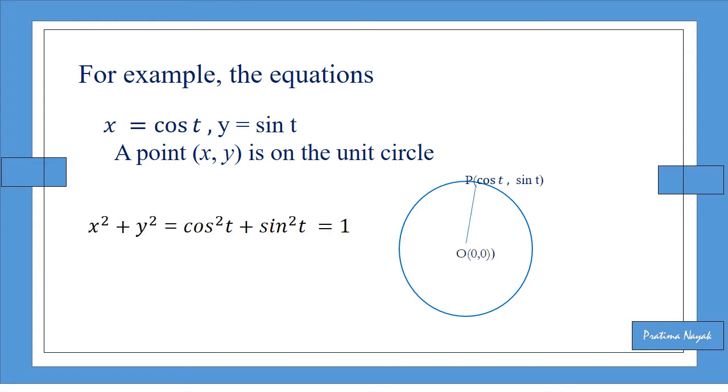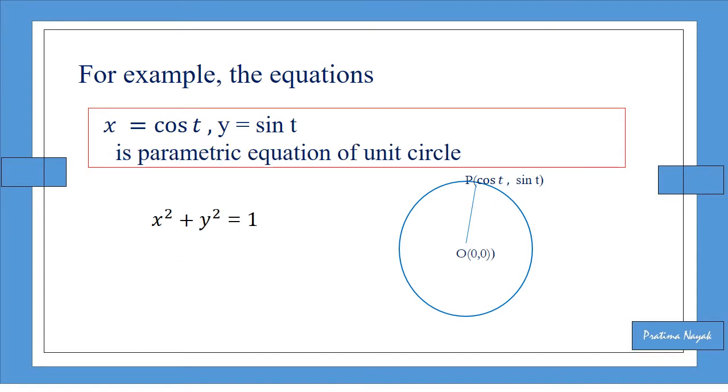Now if I take x square plus y square, the distance between the center and the point, we are getting cos square t plus sin square t. This is equal to 1. x square plus y square is equal to 1. So we are getting the equation of a unit circle. So x is equal to cos t, y is equal to sin t is the parametric equation of the unit circle.